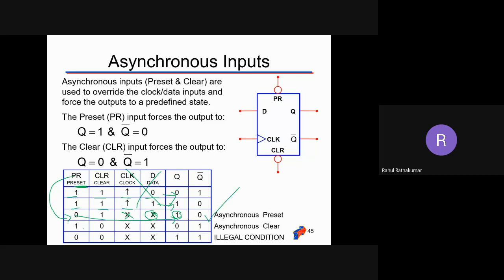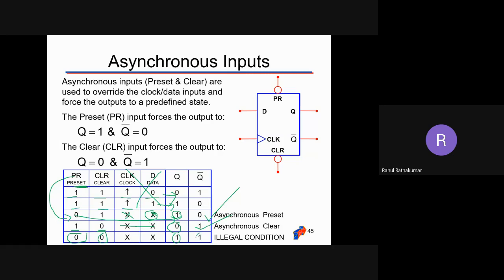Now, when preset is high, say clear. Now clear is low, active low. This is also an active low signal, clear. Irrespective of clock and data D, Q is going to be 0, cleared. Your output is going to be cleared and Q bar equal to 1, vice versa. And if both preset and clear are 0, Q will be 1 for preset and Q should be 0 for clear.